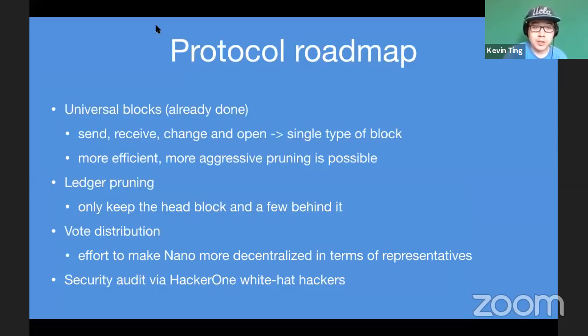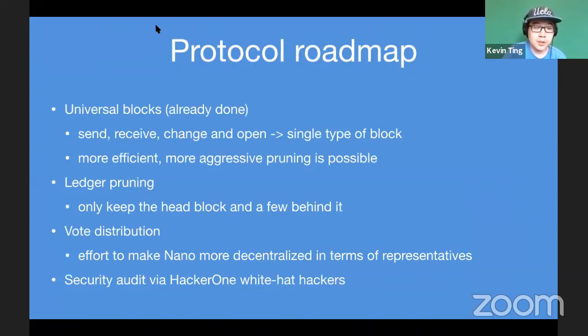Now, in terms of the protocol roadmap, they have already completed the universal block update. This means, remember, I said there are different types of transactions: send, receive, change, and open. They want to consolidate all of that into a single type of block, which will make it more efficient and allow for more aggressive pruning, making it more lightweight in terms of storage, or the amount of data you need to hold to run a Nano node.